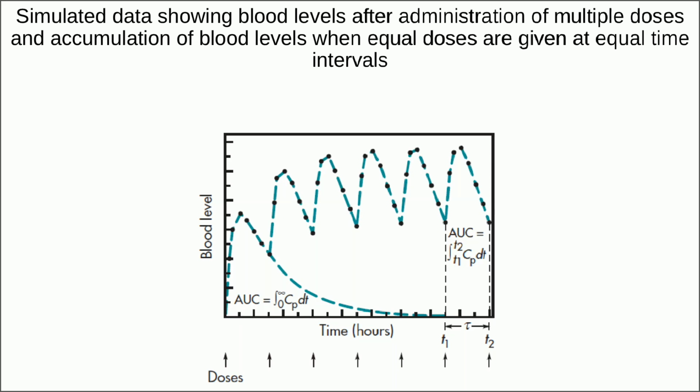So this example represents simulated data which shows blood levels after administration of multiple doses and accumulation of blood levels when equal doses are given at equal time intervals. So doses are given in equal quantity, the interval is also fixed, but just because the body is unable to clear or excrete the entire amount of drug as we are thinking, the drug accumulation takes place.